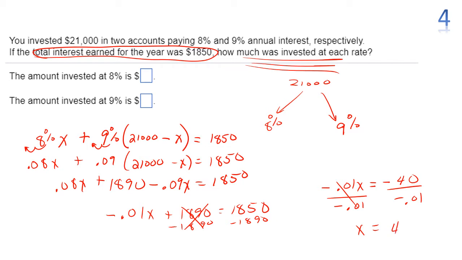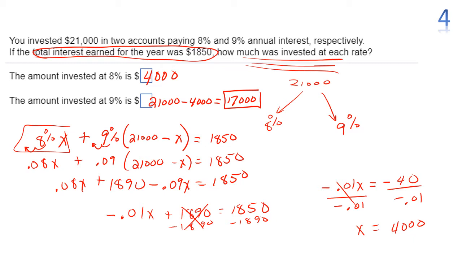4,000. Now the x was the amount that was paired with 8%. So that 4,000 will be the answer for the first account because the first account was 8%. To get the second amount at the second 9% account, take your total, 21,000, and subtract the 4,000. That will leave you with $17,000, which went into the second account at 9%.